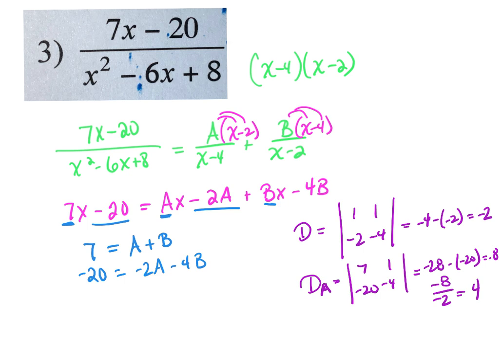So then now that I know that a is 4, I can just plug it in right here, and I know that b is 3. So if a equals 4, plug it in, b is going to equal 3. So then my final answer here is going to be a over x minus 4 plus b over x minus 2.